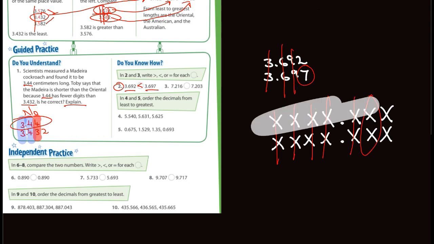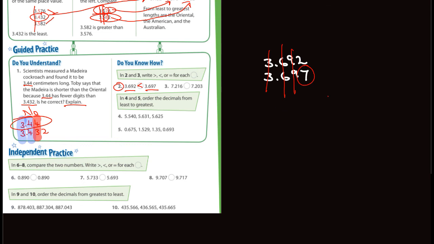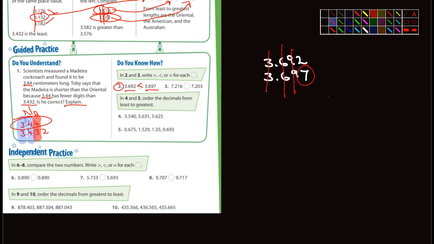Let me give you an actual example. So let me write down a number here.